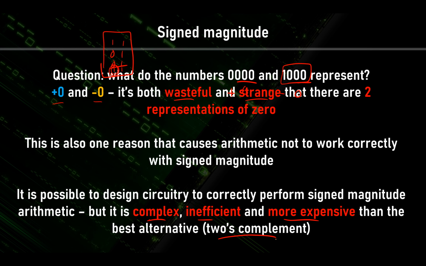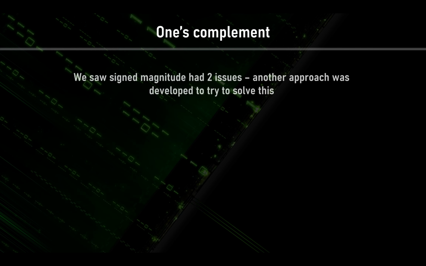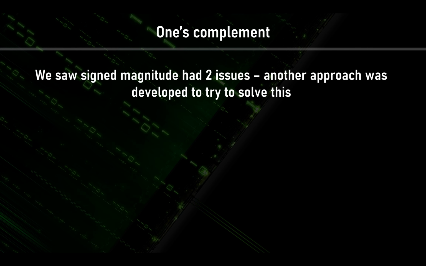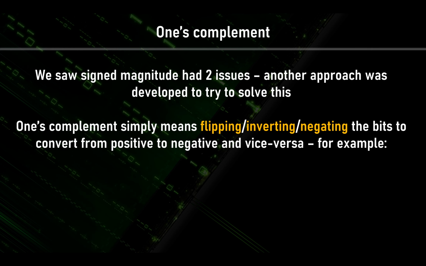So that's why, eventually, we'll see that we're going to use something called 2's complement. If we look at the next one, 1's complement, we saw sign magnitude had two issues. Another approach developed was called 1's complement, and that was developed to try and solve these issues.